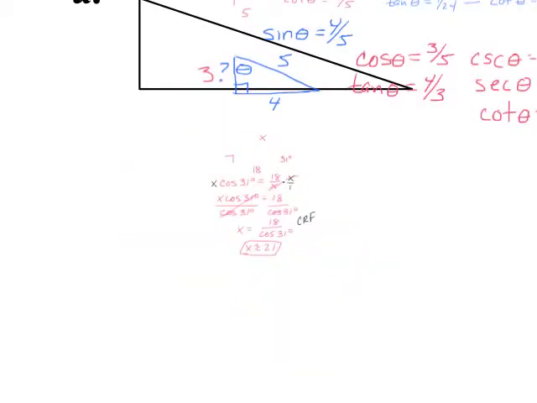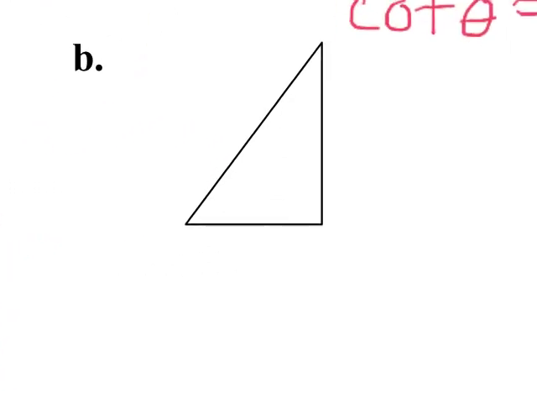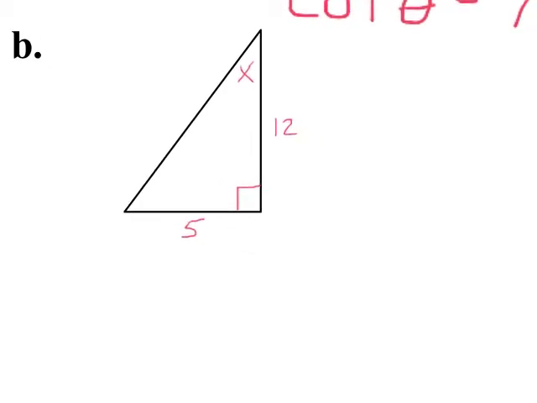Okay, let's try another one. What about this one right here? Let me fill in some info here. Let's say we call this X, and this 5, this 12, and make it a right triangle. And this time again, I want to know what X is equal to. Based upon this angle right here, what sides do we have? We have opposite and we have adjacent. So what trig function is that? That would be tangent. So I'd write tangent of X equals opposite over adjacent.